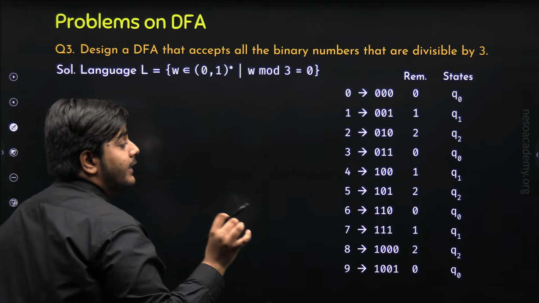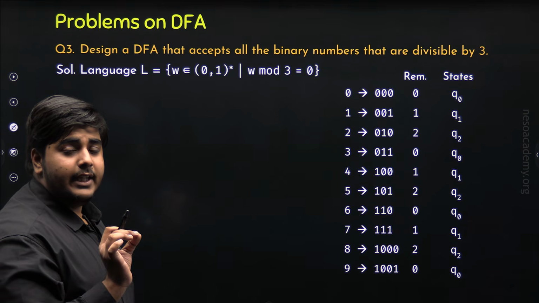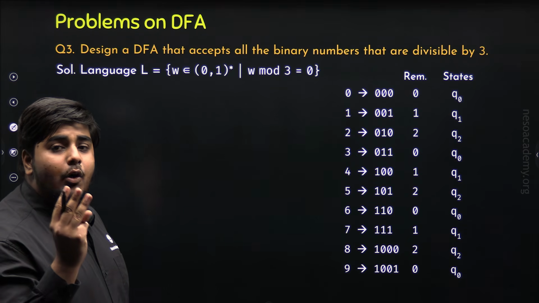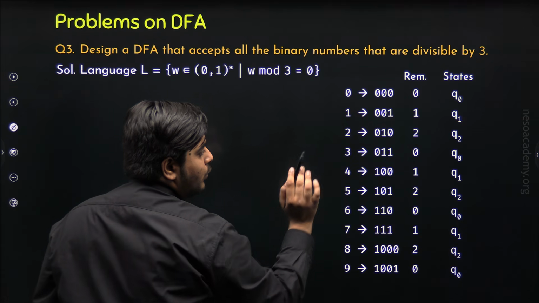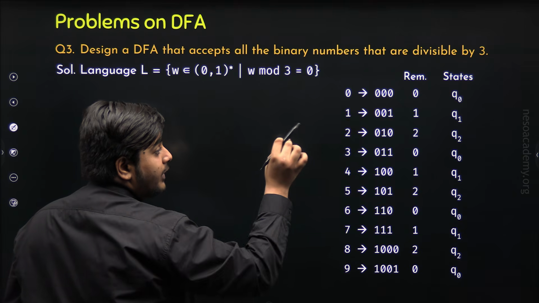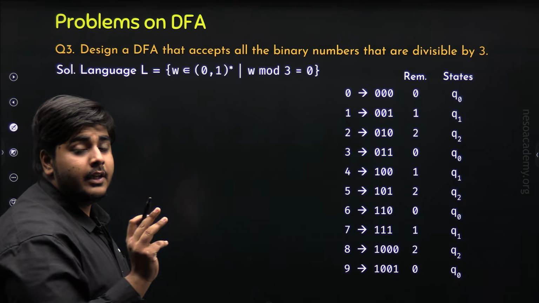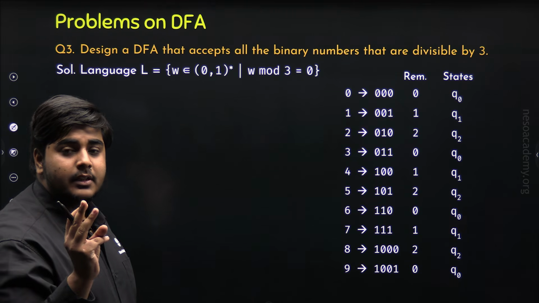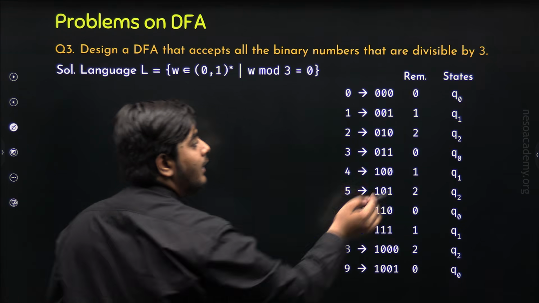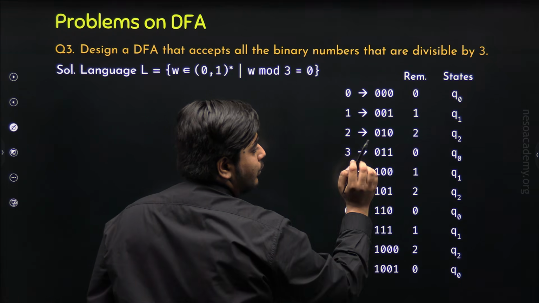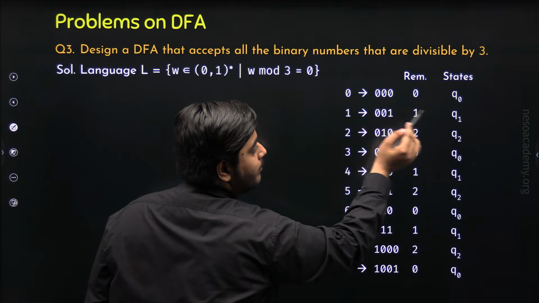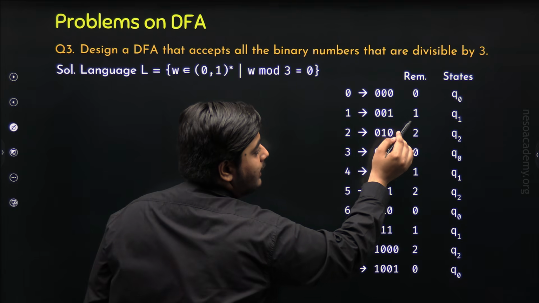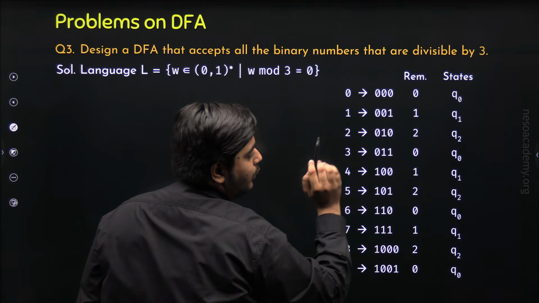You can see that when a number is divided by 3, there can only be 3 possible remainders, either 0, 1, or 2. So, to represent these 3 remainders, we can use 3 states in our DFA, and those are Q0, Q1, and Q2. The state Q0 is used to represent the remainder 0, the state Q1 for 1, and the state Q2 for 2.